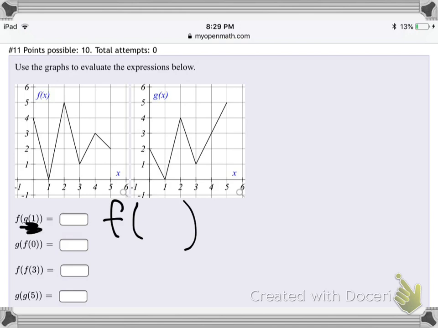And this is going to be a little bit foreign to a lot of you, but notice how this graph says f of x and this says g of x. So we have these two different graphs. And so when we're trying to figure out g of 1, we'll look at the g graph.